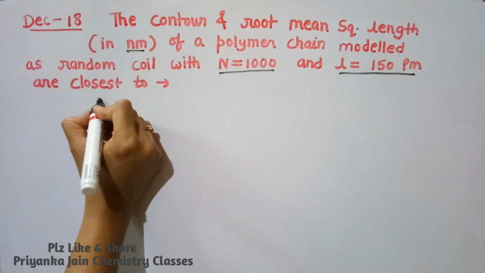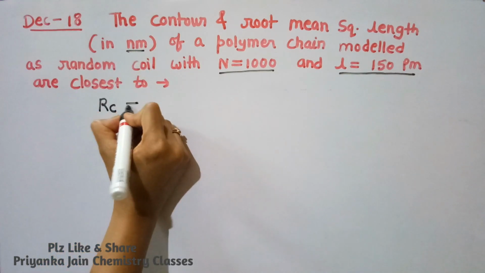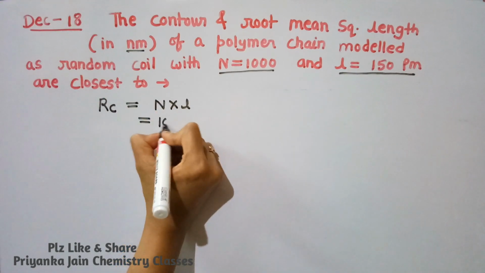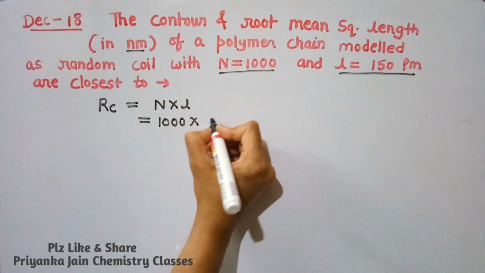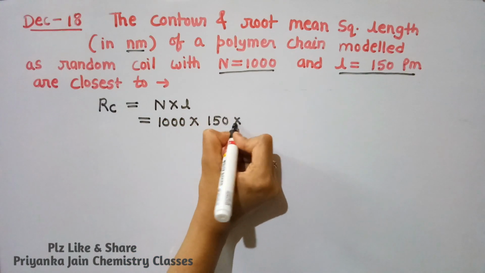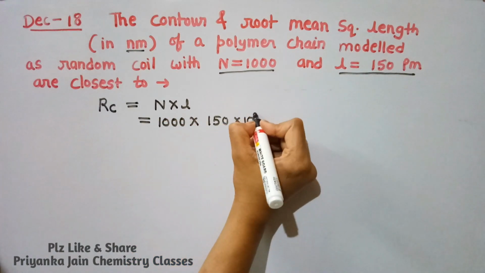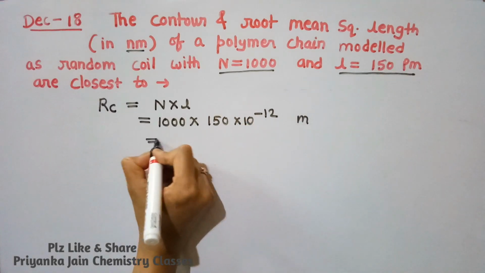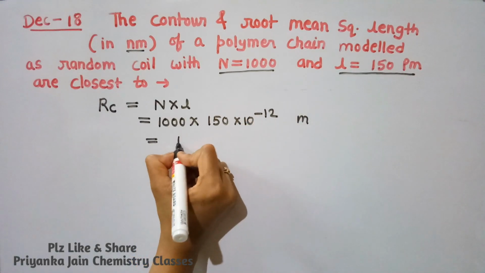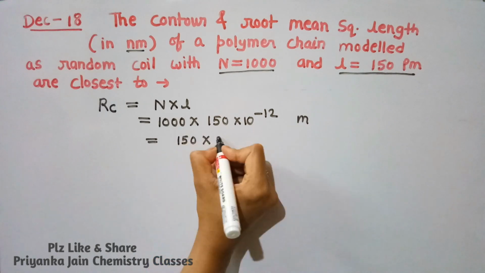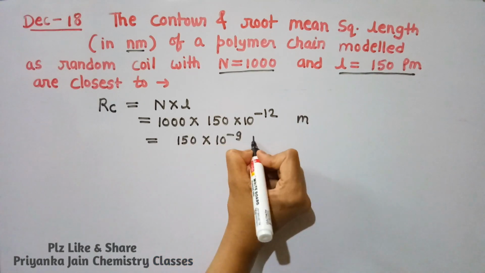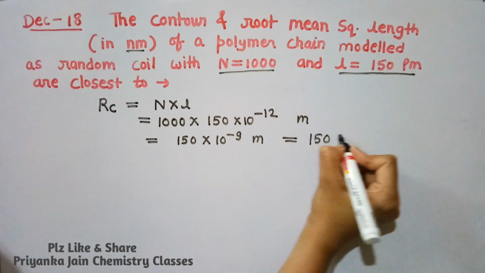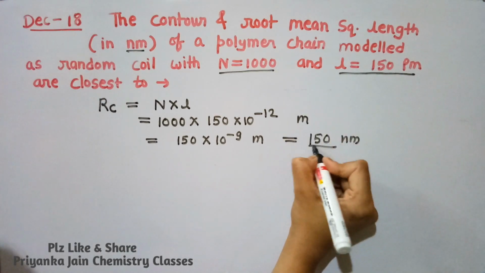Okay, so see here the formula for the contour length. What is the formula? N into L. So put here the value. This is 1000. Okay, and this is 150 picometer. So if we are converting it to meter, then it will be 10 to power minus 12 meter. Okay, so this will come 150 into 10 to power minus 9 meter. If we are writing it in nanometer, then it will be 150 nanometer. So this is our answer of the contour length.